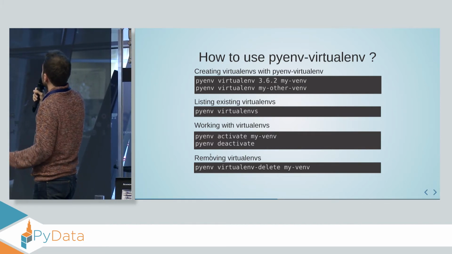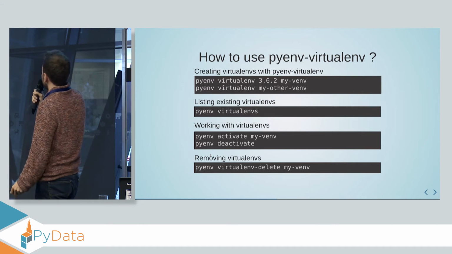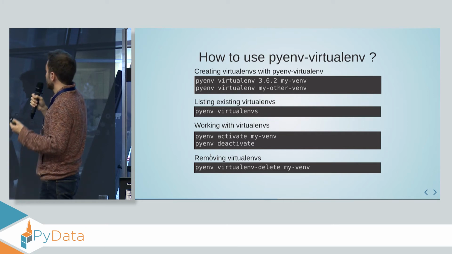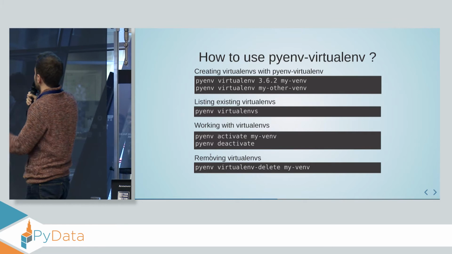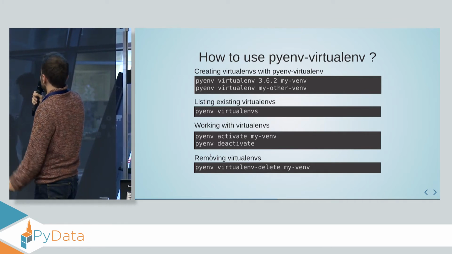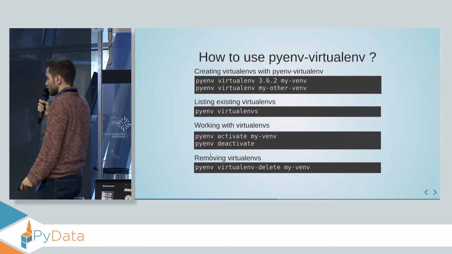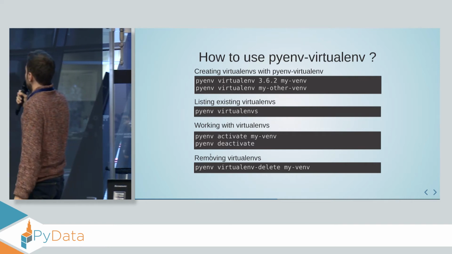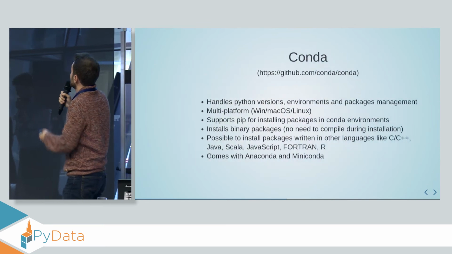We just type pyenv virtualenv. We can provide the version and the name of the virtualenv. If we omit the version, it will use the currently used one. With pyenv virtualenv, we can list all of the existing envs, and for working, we also have activate and deactivate. But we need to use pyenv: we need to use pyenv activate and pyenv deactivate. And for removing, we have the pyenv virtualenv-delete command.